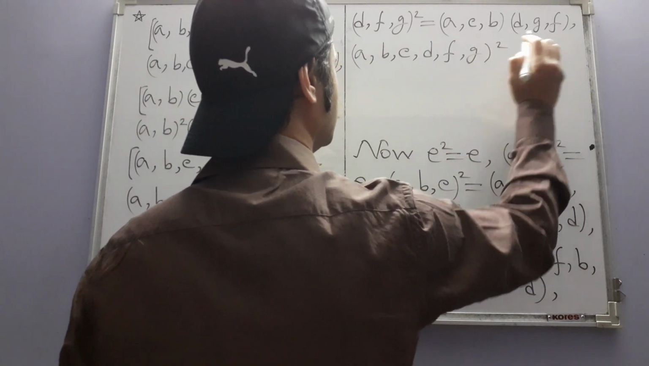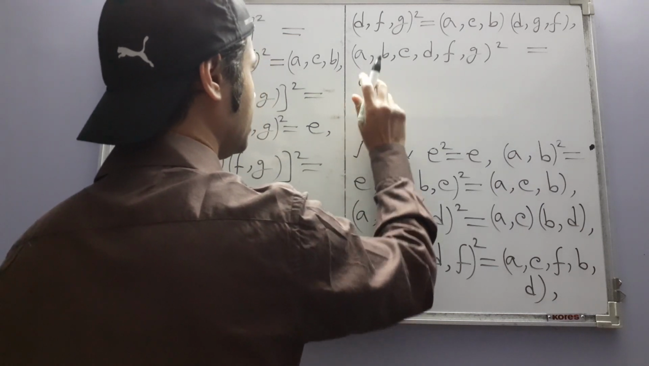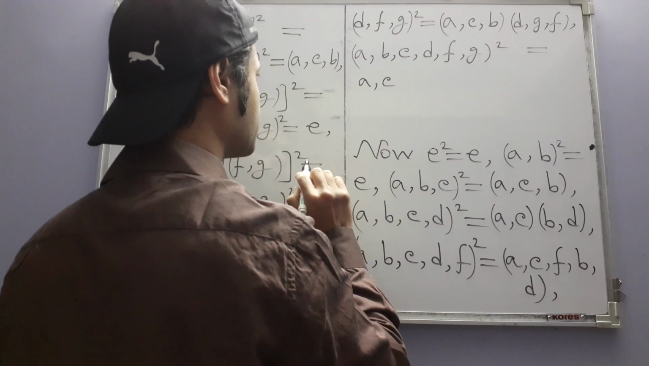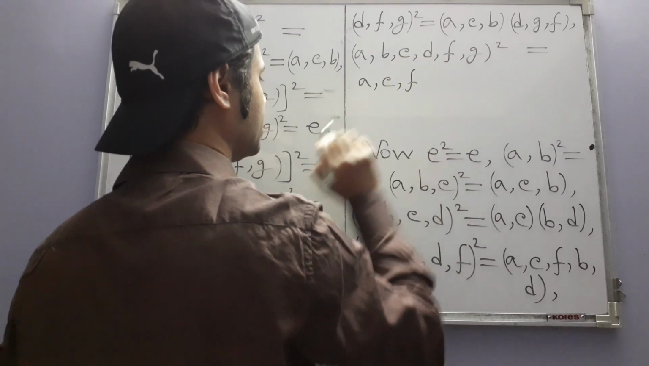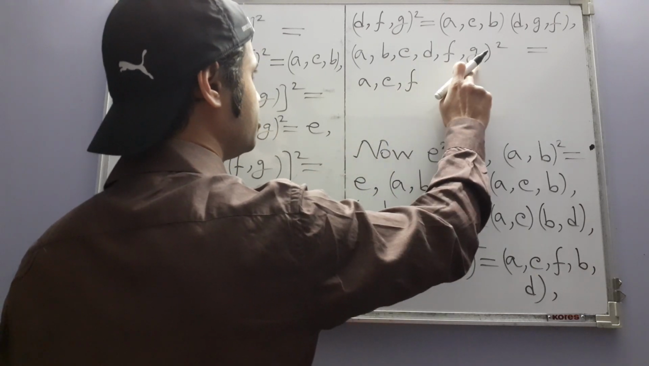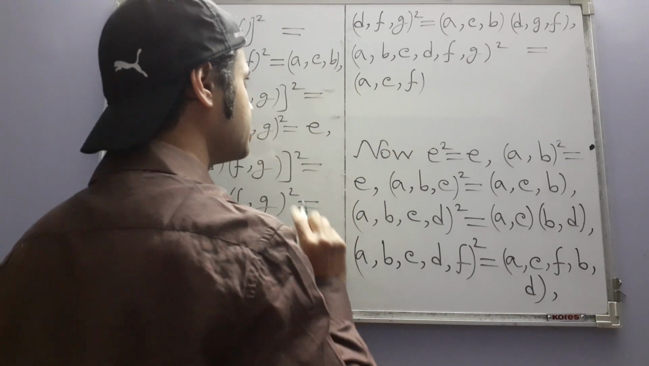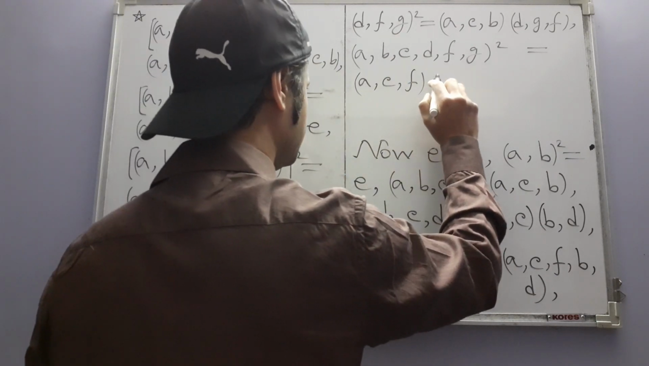This is going to be, it's better I write it in the next line. A goes to B, B goes to C, so A to C, okay. C to D, D to F, so C to F. F to G, G to A, so F comes back to A. We get one 3 cycle, and this 3 cycle has missed the symbol B.